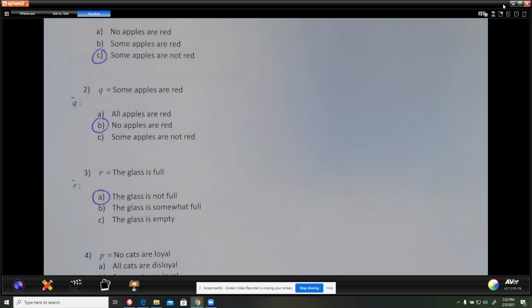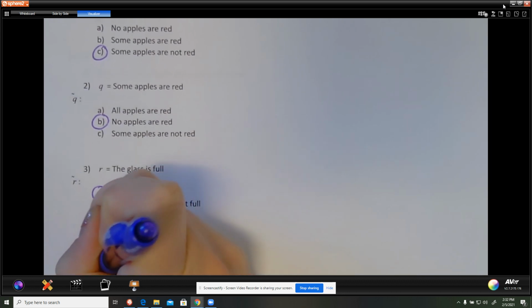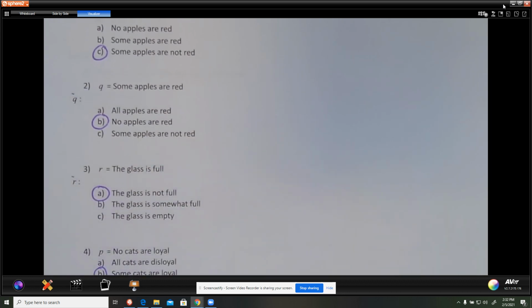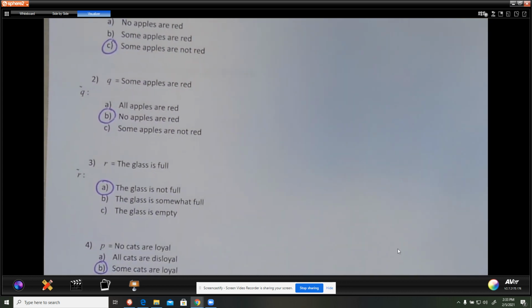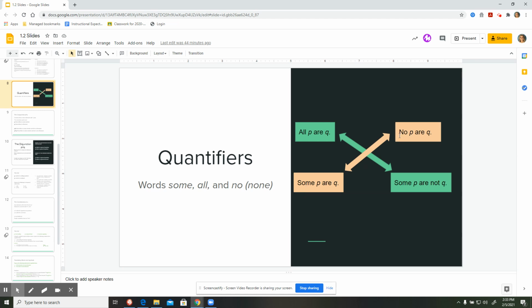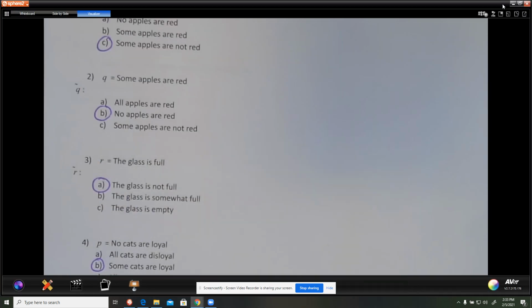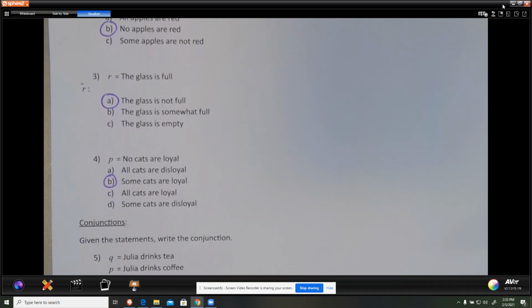Number 4, no cats are loyal. So if no cats are loyal, we want to show that some cats are loyal. That's the opposite of that. We can show that at least one cat is loyal. That would be the negation. And again, if you're struggling with this, go back here. We said no cats are loyal, and the opposite of that would be that some cats are loyal. Right, so there's the negations.